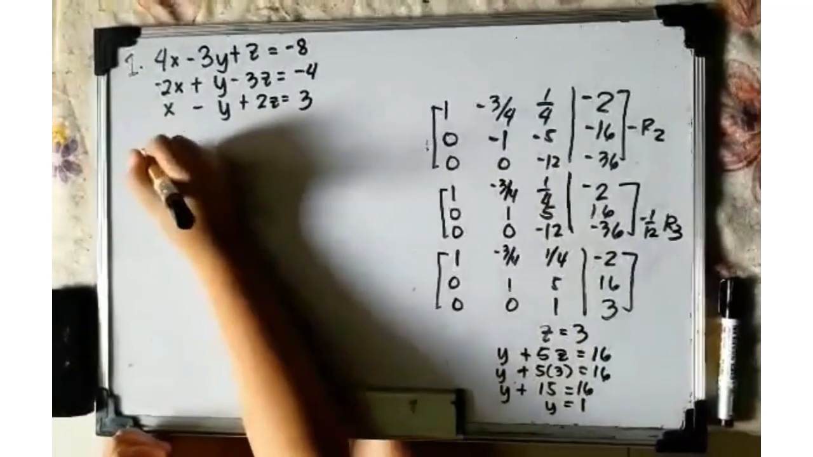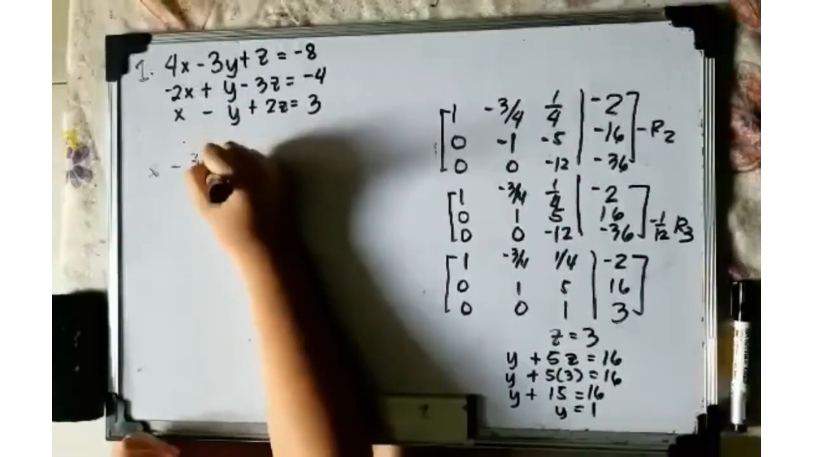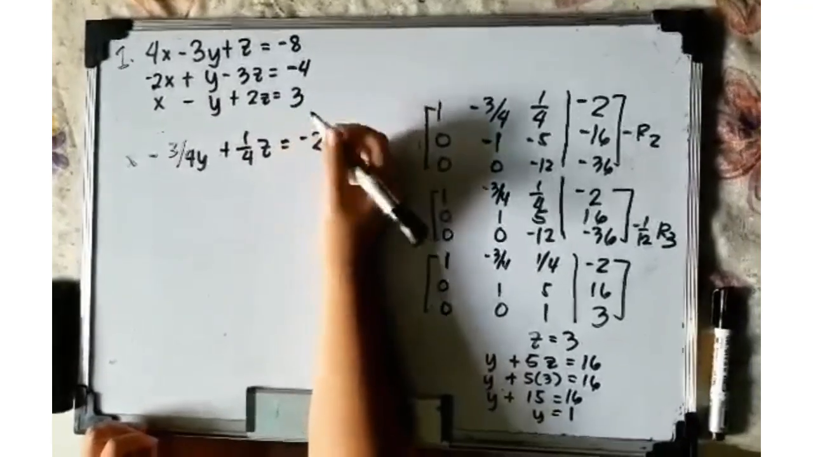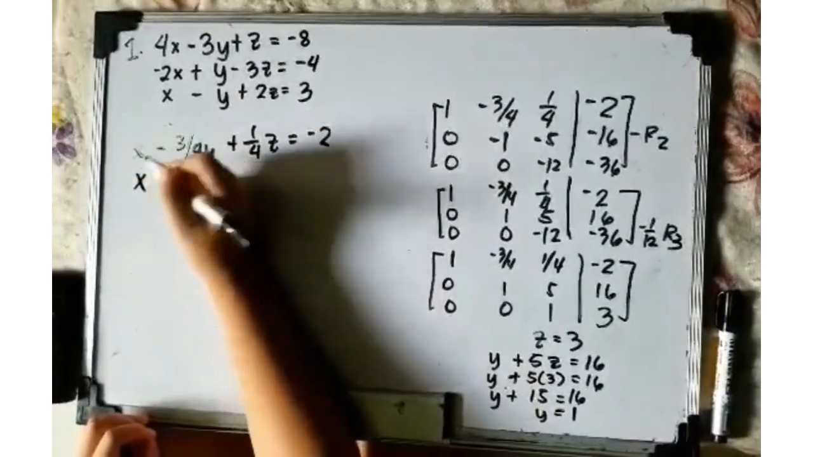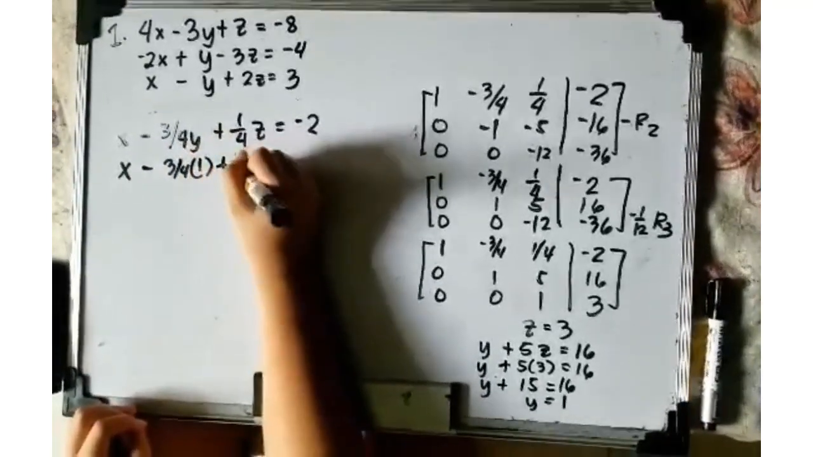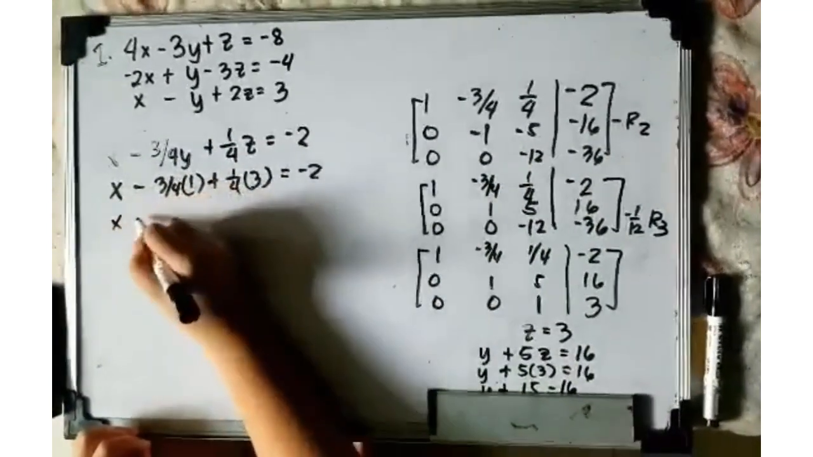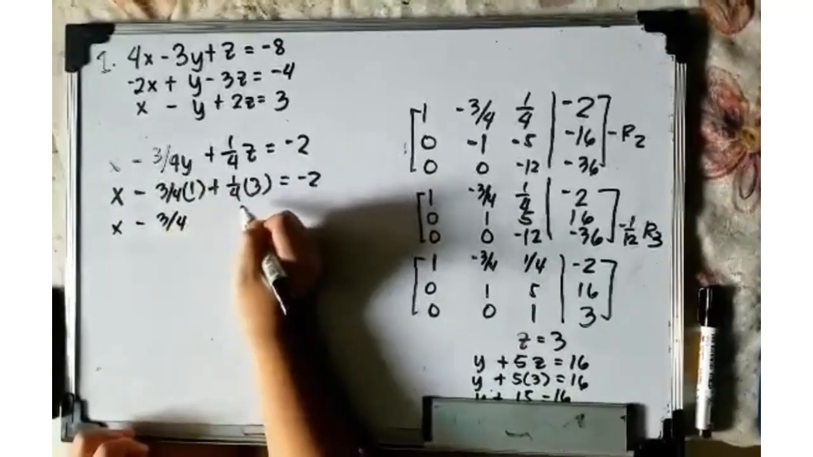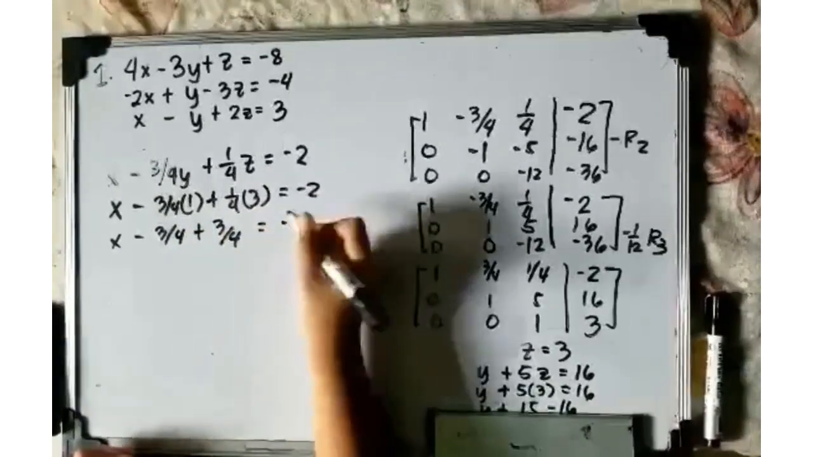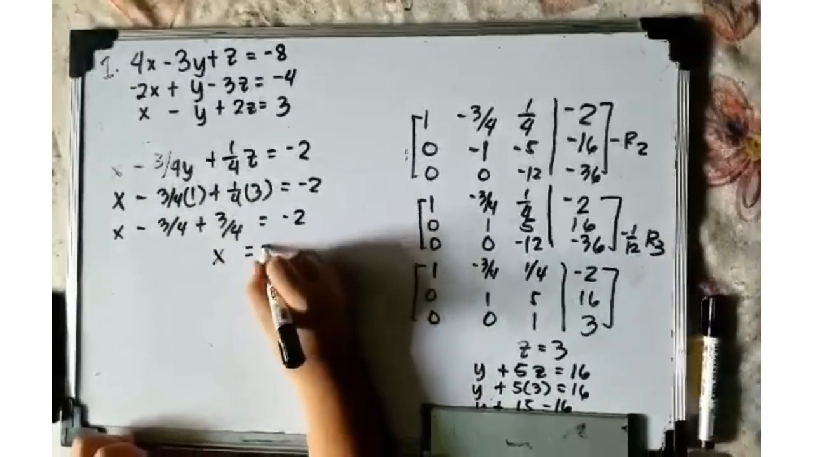So our x is x minus negative 3/4 y plus 1/4 z is equal to negative 2. So, substitute, since we already have the y and z. x minus 3/4 times 1 is 3/4, plus 1/4 times 3 is 3/4, is equal to negative 2. x minus 3/4 plus 3/4 is equal to 0. So only x. So, x is equal to negative 2.